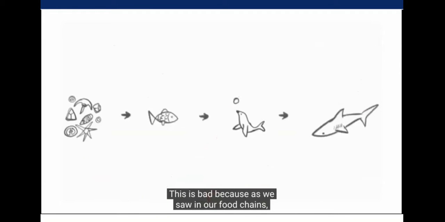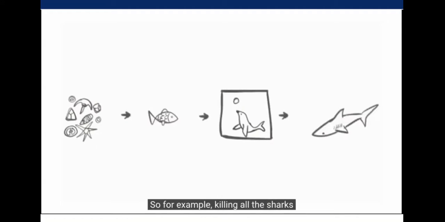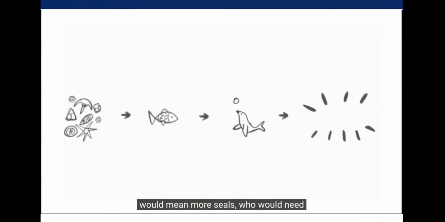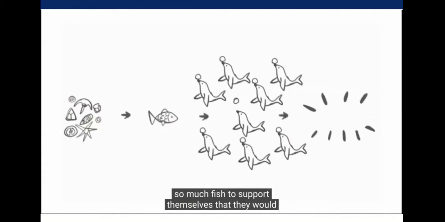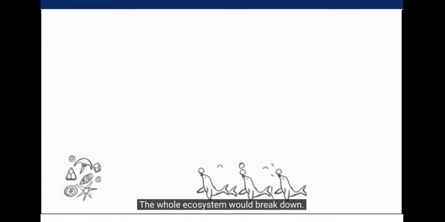This is bad because, as we saw in our food chains, sharks are the top consumers. This means they keep the populations of other animals in check. So, for example, killing all the sharks would mean more seals, who would need so much fish to support themselves that they would destroy the fish populations. The whole ecosystem would break down.